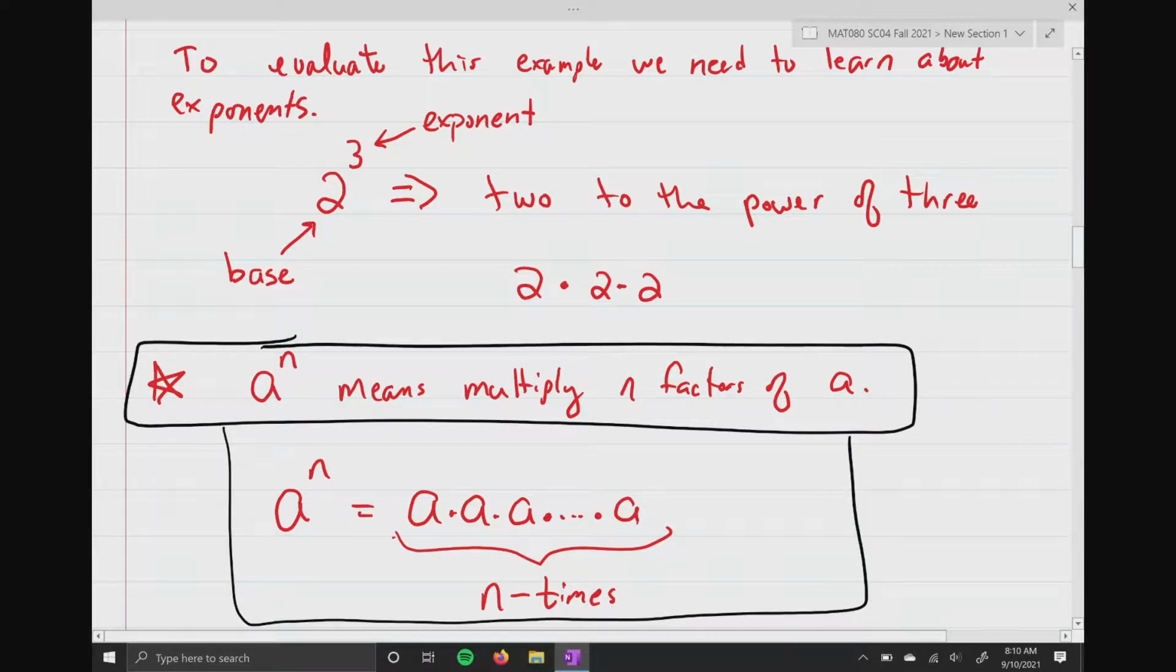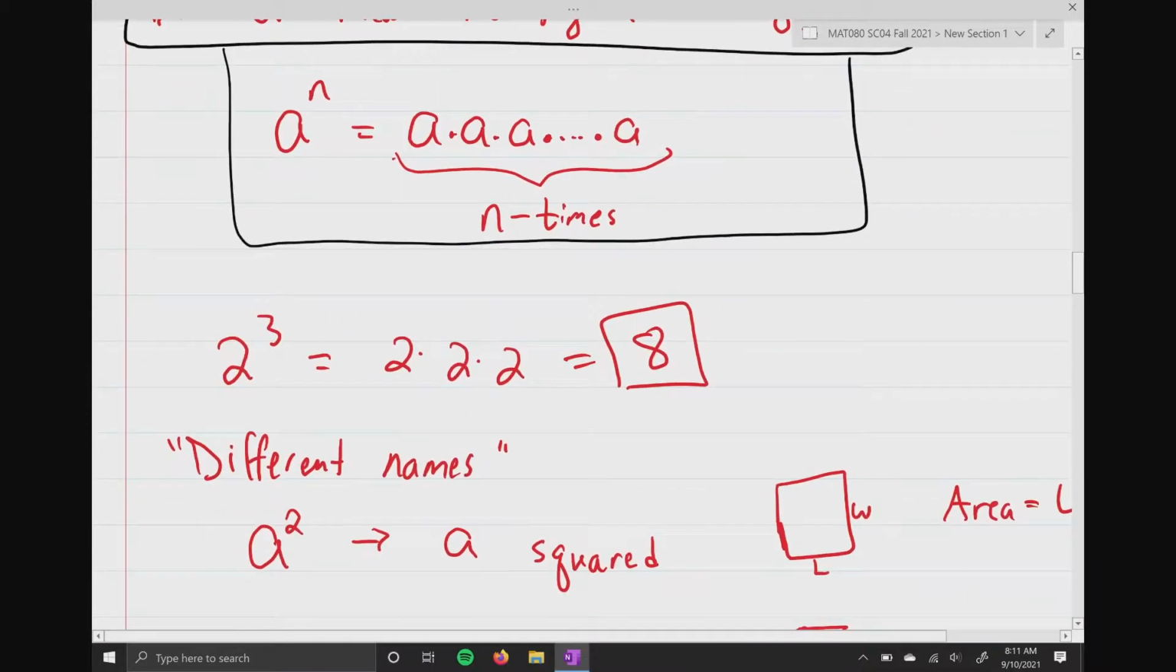So a to the n, where a is the base and n is the exponent, means that we are going to take that base and multiply it n factors. So, for example, 2 to the third, and you're going to hear me ask you this a lot, you're going to hear me ask, what does it mean first? And then you would say 2 times 2 times 2. Then I would say, okay, great. What does that simplify to? And then you would say 8.